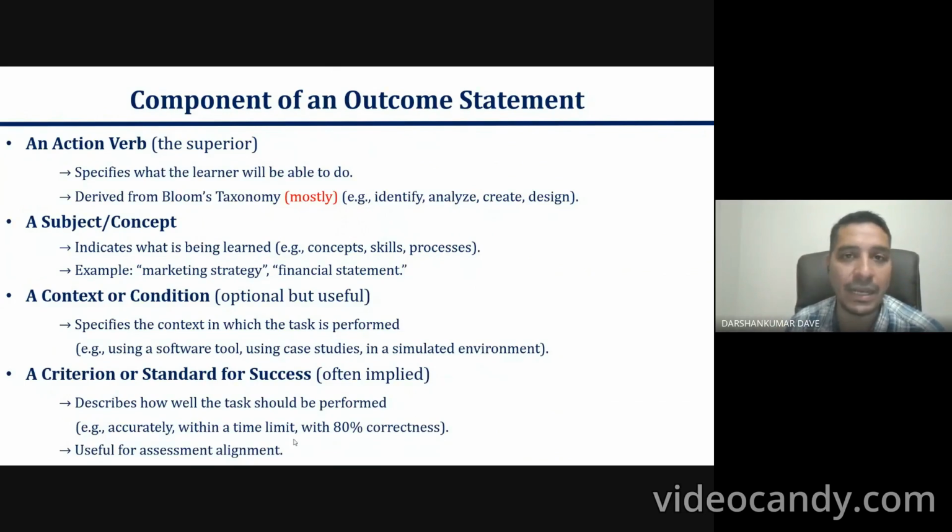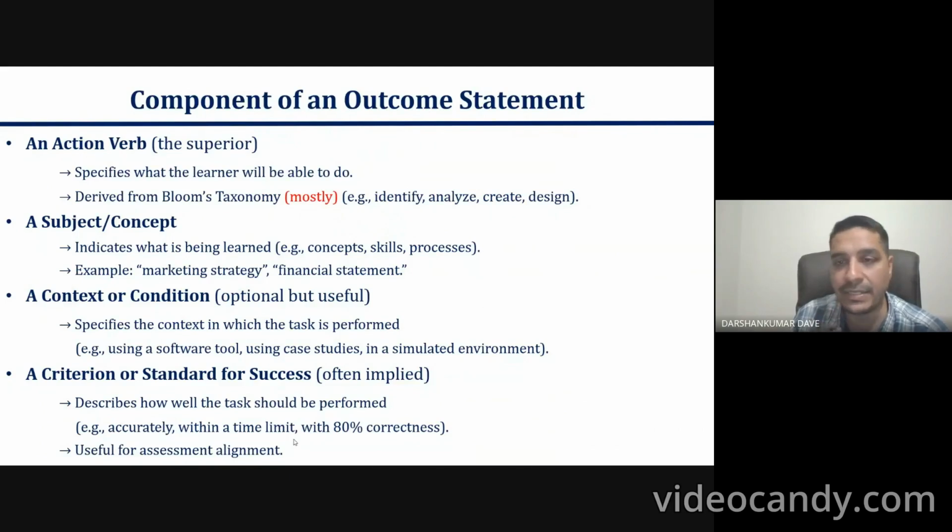So I hope the 4 components are clear. Please note these components somewhere. Number 1 is action verb. Number 2, subject or concept. Number 3, context or condition. And number 4, criterion or standard for success.